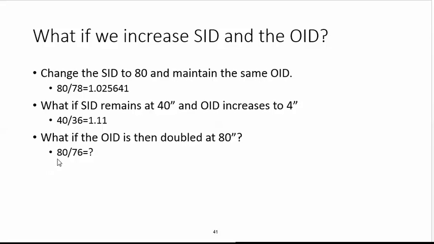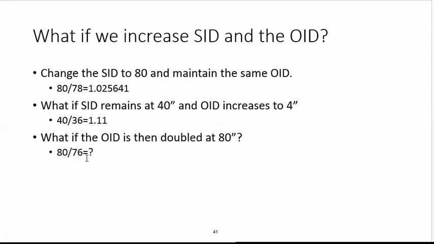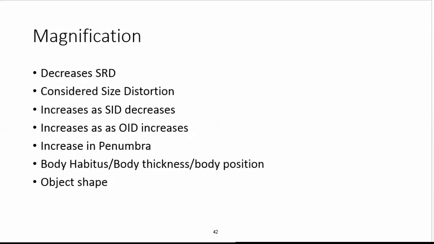We can calculate it by dividing our SID, 80, by our SOD, source to object distance, which is now, since we increased our OID from 2 to 4, 76. So what it should be, I can't give you the answer there, but it should be that. We increased both of them by the same amount. It's a ratio type formula, and therefore if we increase both of them by the exact same percentage, we doubled both of them. We changed each one by 100%. So really we've done nothing to our OID, or I'm sorry, we've done nothing to our magnification.